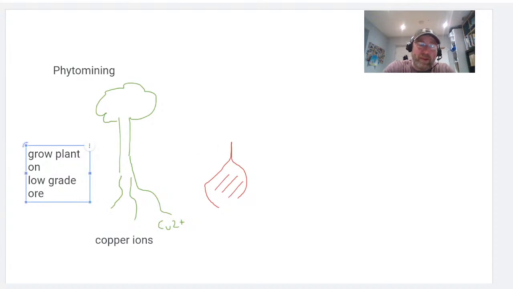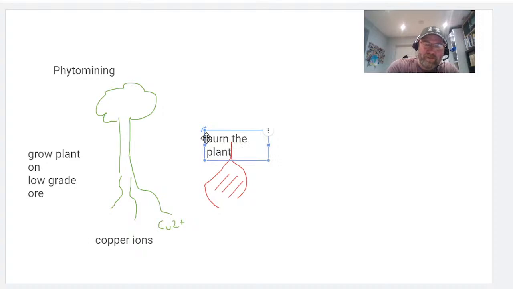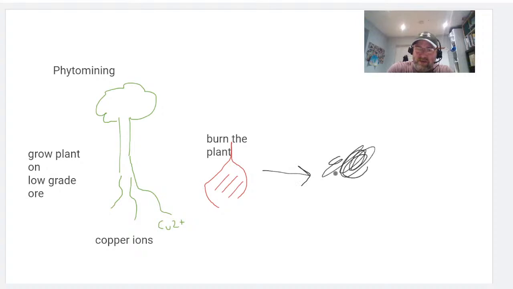We can then burn the plant into ashes, into black ash. So you're going to burn the plant and you're going to get ash. You've all seen cigarette ash or ash after a barbecue. So what are you going to do with the ash?